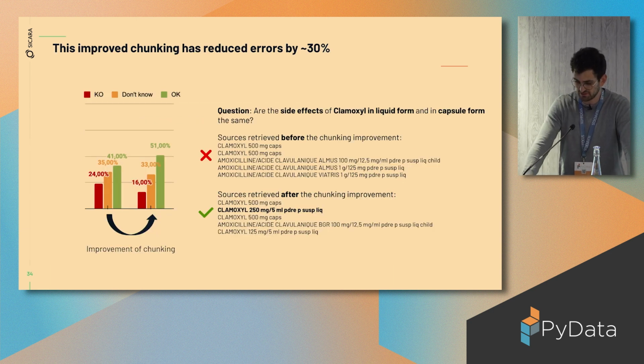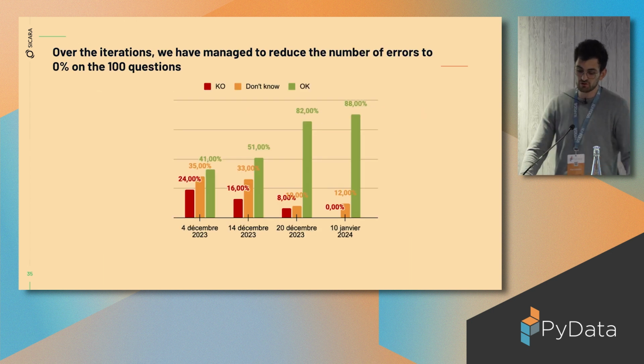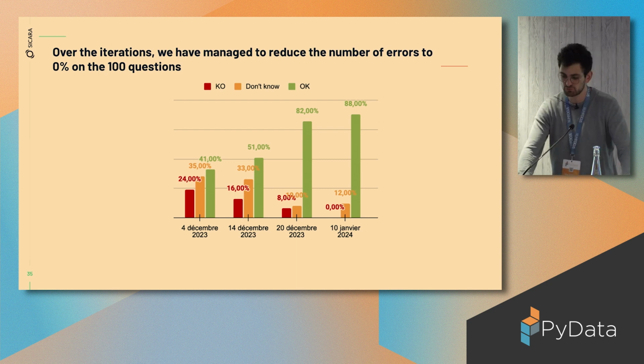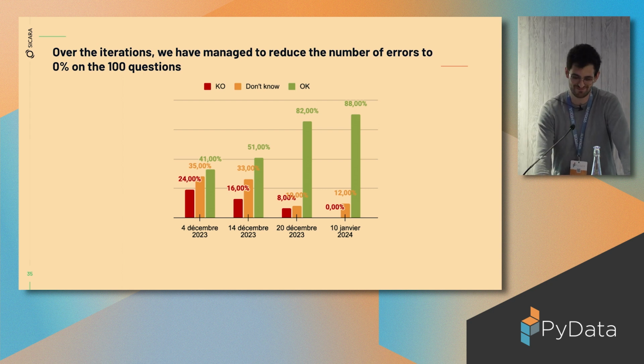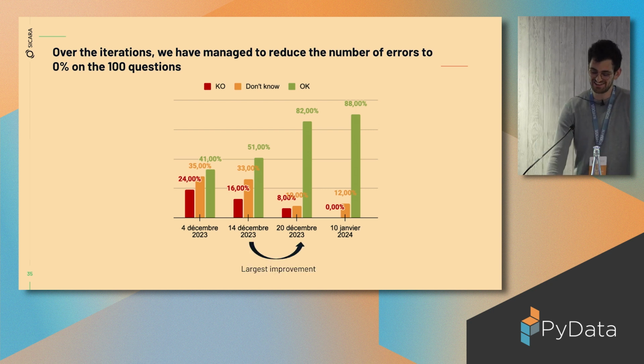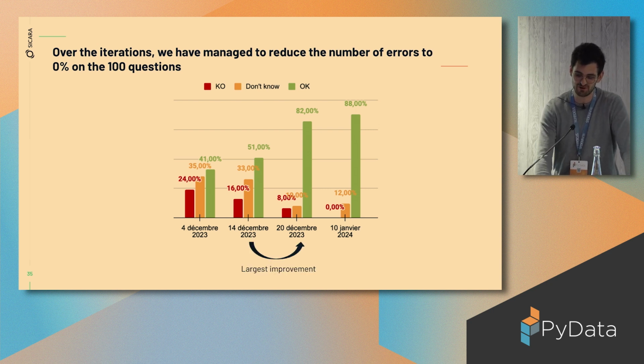For instance, if we pick the question we just looked at, we can see that now one of the sources we retrieve is Clamoxyl in liquid form. And so the answer it gives to this specific question is actually correct. Over only 4 weeks, we managed to improve our performance a lot. Of course, it's still very biased because it's only 100 questions. Important to keep that in mind. And we can see that our largest improvement is from week 2 to week 3.